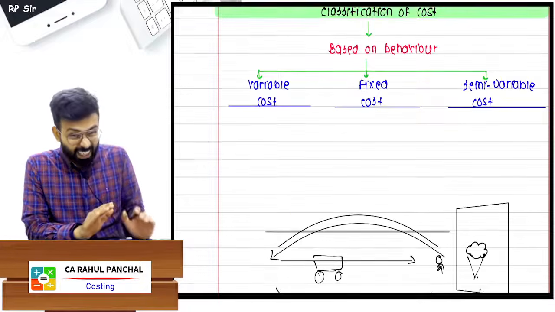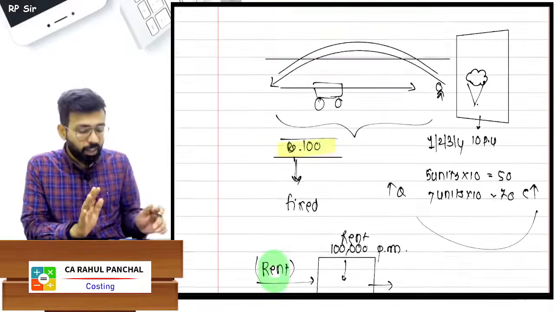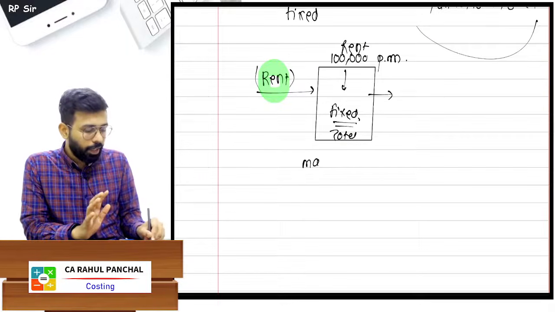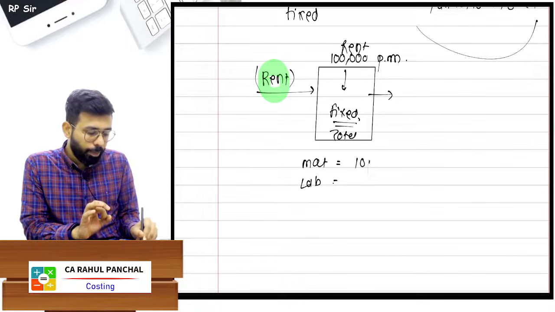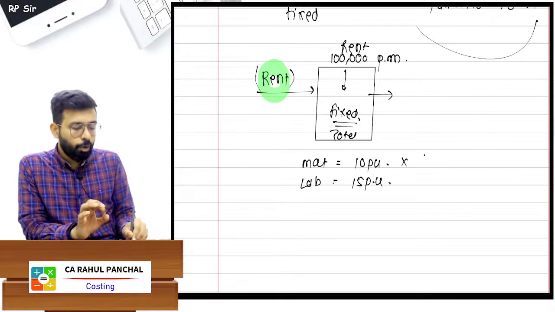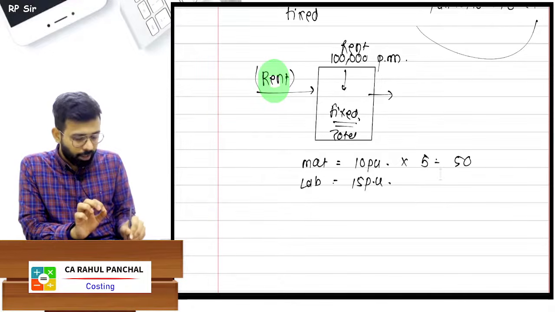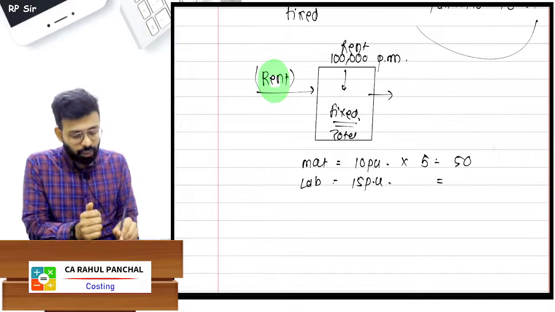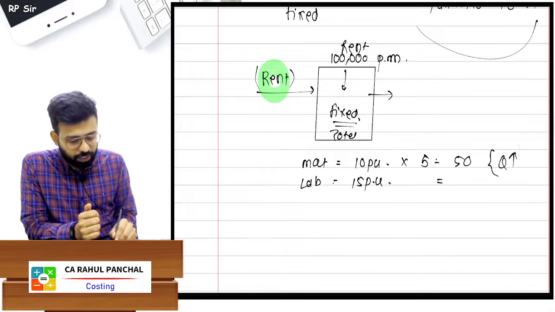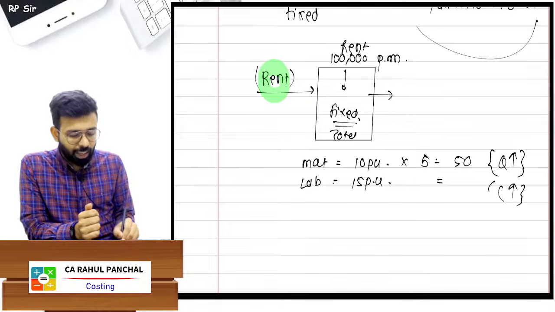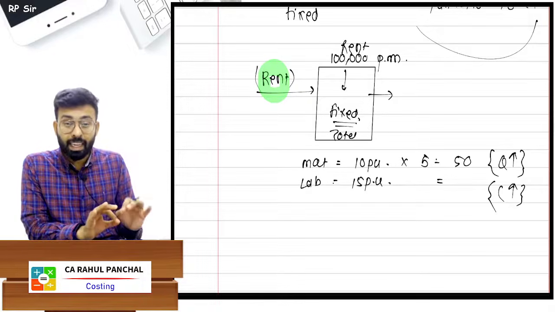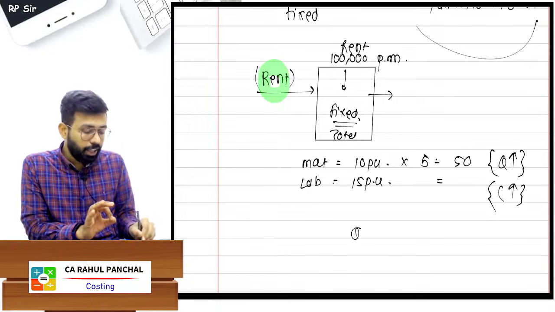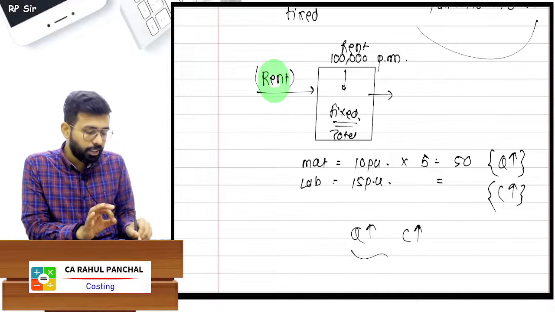So fixed cost is that cost which does not change. But to produce a unit you require raw material, and to produce a unit you require labor. Let us say material required is 10 rupees per unit, and for labor you pay 15 rupees per unit. Now if you produce 5 units, you will require material costing 50 rupees. It means if you increase the number of units, your cost will also increase in that proportion. That is your variable cost. Variable means changeable. If quantity increases, your cost will also increase in that proportion.